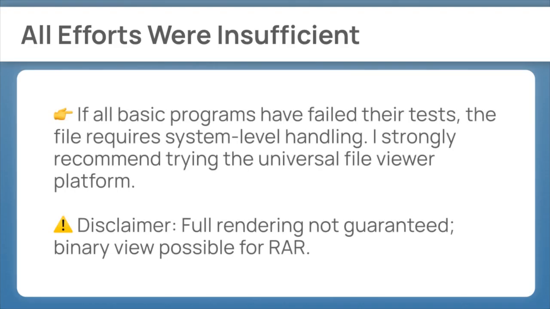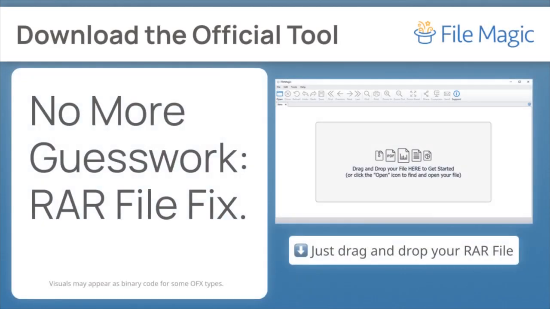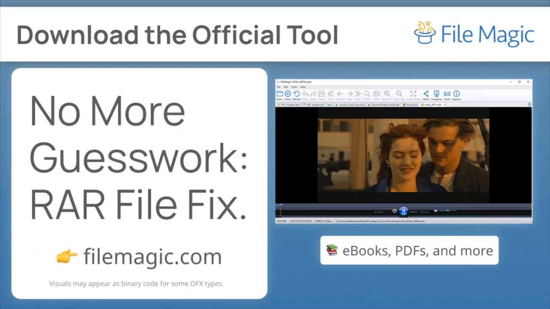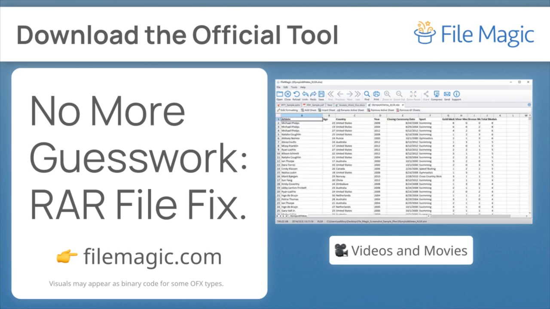When it's still not working, it's time to pivot to a method specifically designed to try and handle stubborn RAR formats. When even the specialized programs couldn't crack the RAR file, the issue is beyond simple fixes. FileMagick is the next step, a powerful universal program designed to read the hundreds of formats that frustrate Windows.